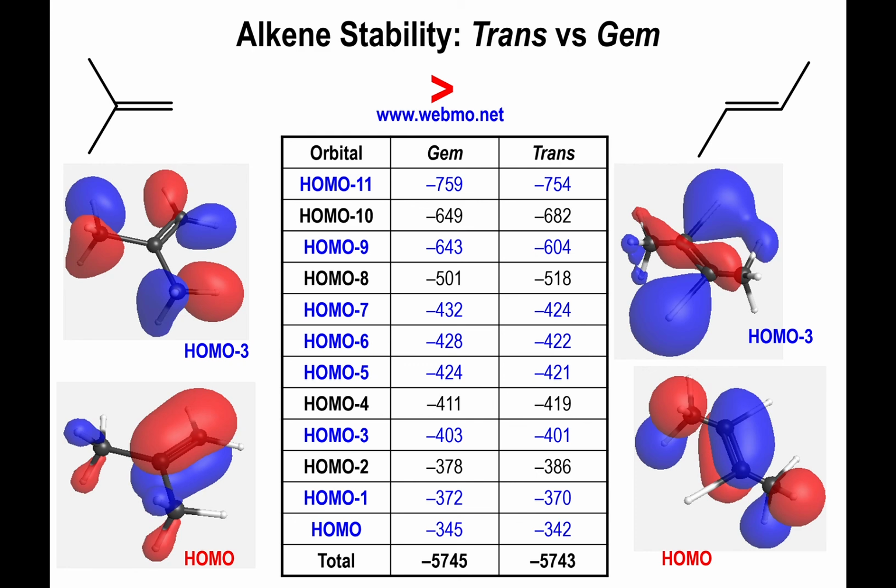But truth be told, you'd be better off just memorizing the trends, because even I don't have a great explanation as to why this happens. With this one, I kind of show you that the geminal is a little bit more stable than the trans from the molecular orbital calculations, but at least to me, it's not very convincing. Considering the errors associated with this program and this calculation, a difference of 2 kilojoules is not particularly convincing.